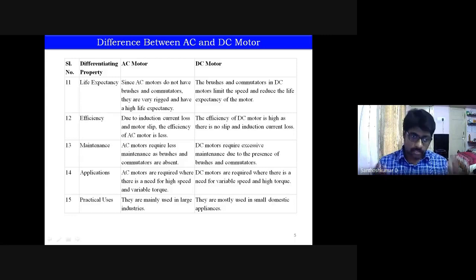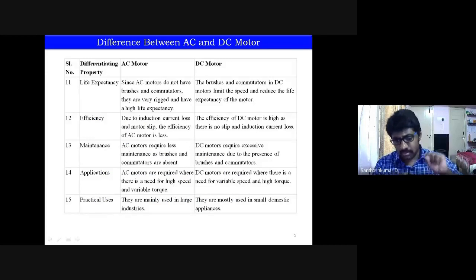Next, maintenance. As usual, in construction, brushes and commutators are not there in AC motors, so they need not much maintenance. But DC motors require excessive maintenance due to the presence of brushes and commutators. Where they are used, we actually discussed the applications of AC and DC motors. Generally, where high speed and variable torque are needed we use AC motors, and where variable speed and high torque are needed we can use DC motors. Practically, they are used at home as well as in large industries, and in small domestic applications. Okay, so these are the major differences.